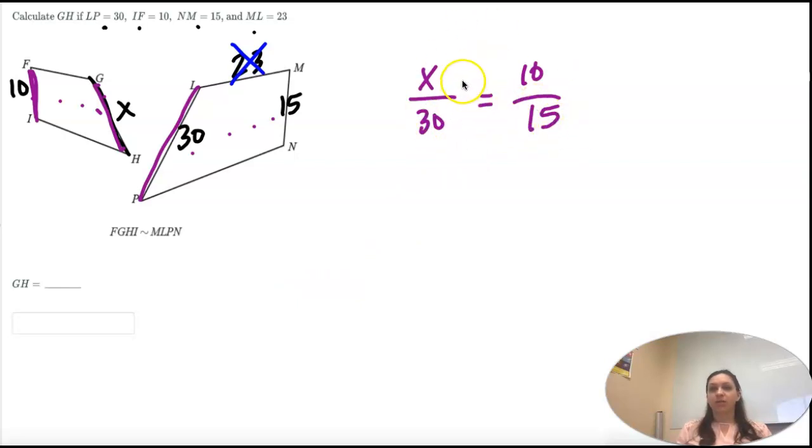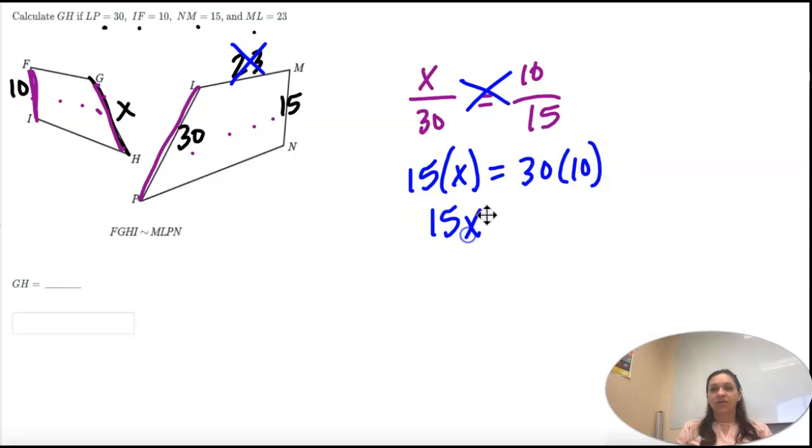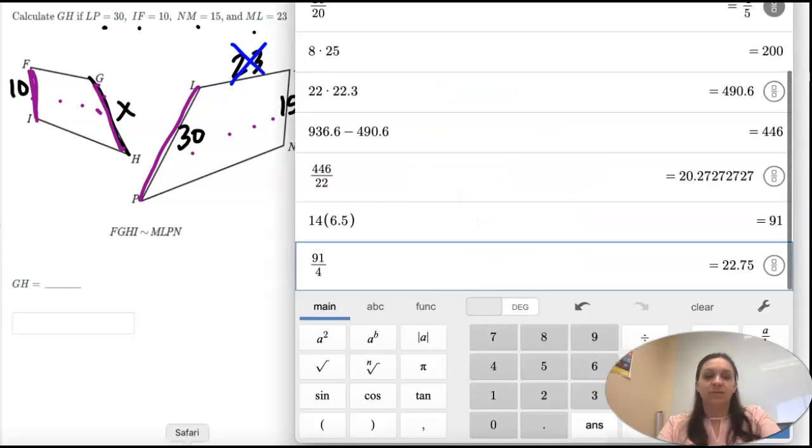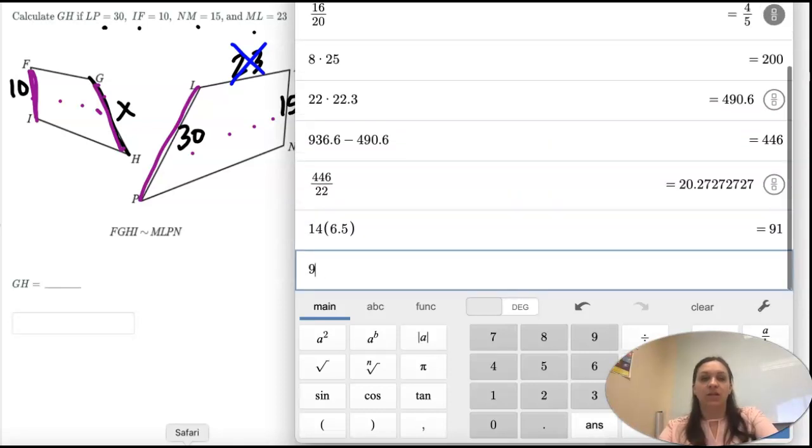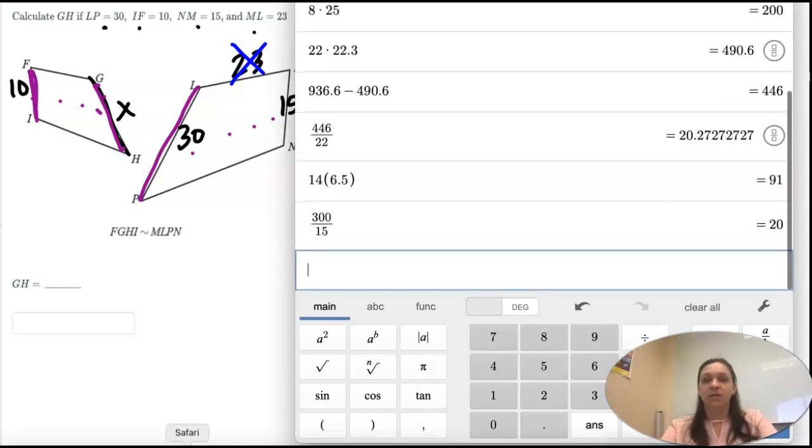So our ratio set up, now we cross multiply. 15 times x equals 30 times 10. 15x equals 300. Divide both sides by 15. X equals... Oops. Thought I hit enter. Apparently not. 20.